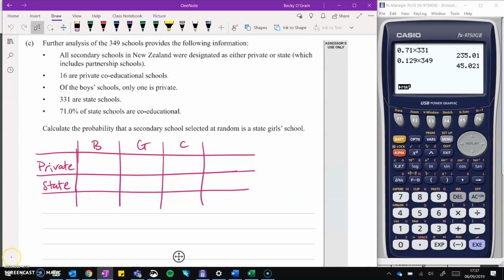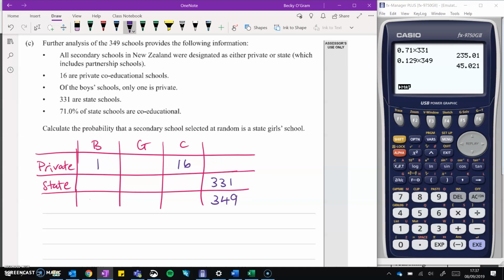Okay, so we've got 349 schools altogether. They are either private or state, so that will add up, there's no other types. So there are 16 that are private co-ed. So private and co-ed needs, oops, wrong one, 16 in there. Of the boys' schools, only 1 is private. There are 331 state schools, so that's a total of 331.